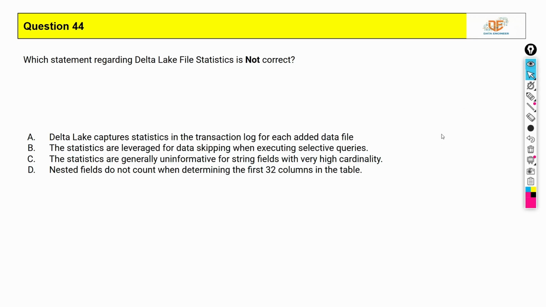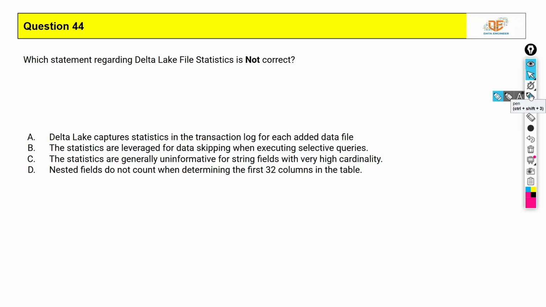For strings, the min and max will not work well when high cardinality is there. Next: nested fields do not count when determining the first 32 columns. That's false. I'll tell you. Take an example. We have a JSON column, and under the JSON column we have nested columns. If we have four columns and four sub-columns under that particular column, it will not consider it as just 4 and then calculate statistics on sub-columns separately.